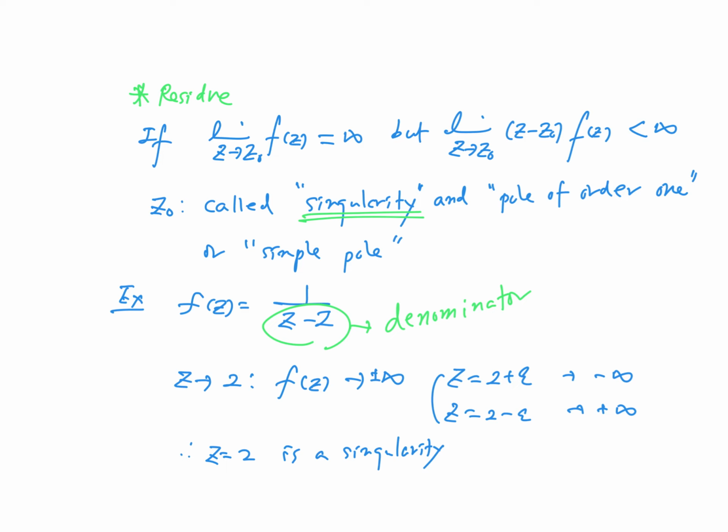However, we can check. When you multiply by z minus 2, what happens? Finite, right? It's simply 1. So z equal 2 is a simple pole. And obviously the residue is 1.